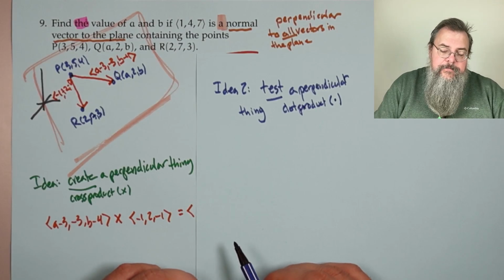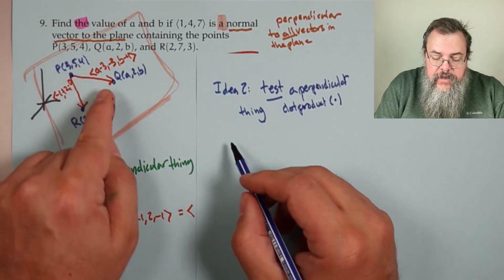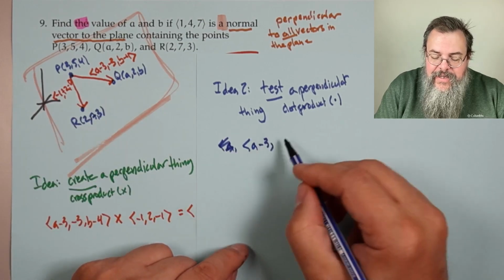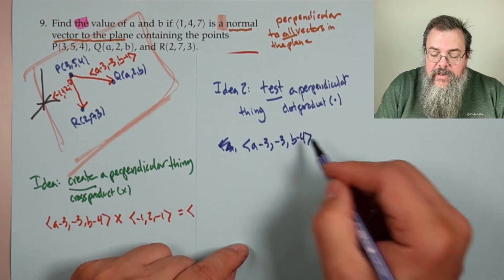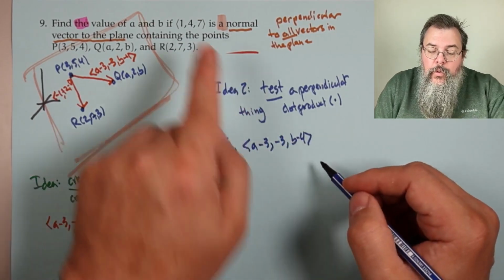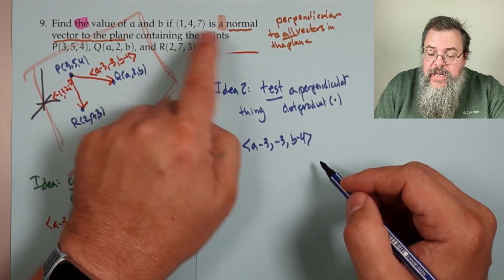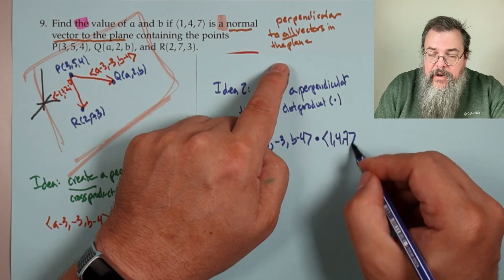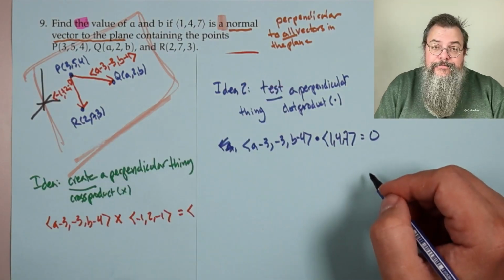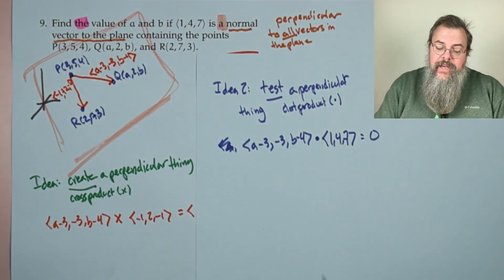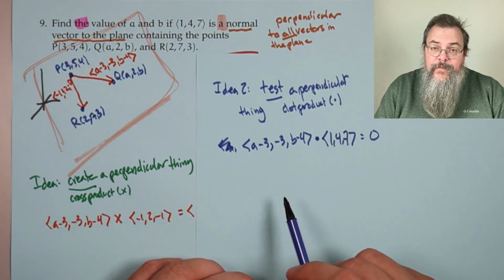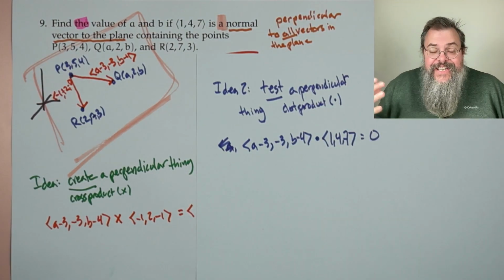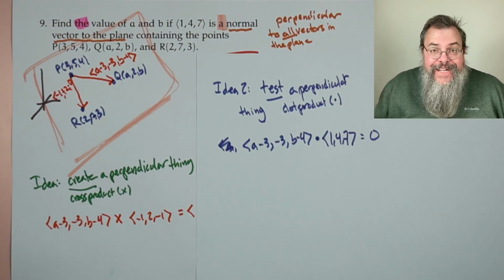So we say, hey, you know what? We know that this vector, a minus 3, comma, negative 3, comma, b minus 4 is in the plane. We know that this vector is perpendicular to anything in the plane. So we know that this dot product has to be 0. Has to be. Because anything in the plane is perpendicular to this normal vector. Because the only thing that determines perpendicularness is direction, not size or magnitude.